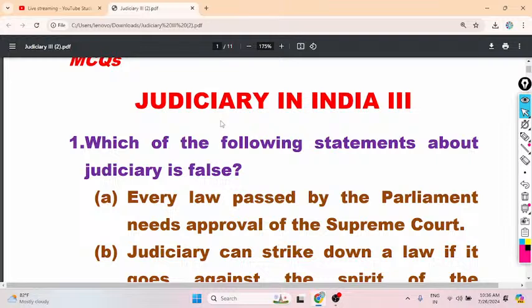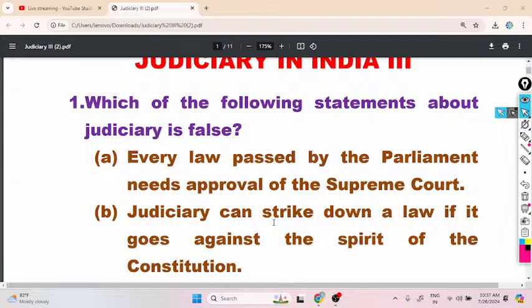Question number 1. Which of the following statements about judiciary is false? Every law passed by Parliament needs approval of the Supreme Court. Do you think so? No, because there is no judicial supremacy. Such a thing does not happen in separation of power. Democracy is based upon separation of power, so Parliament is independent. Every law does not need the approval. No law needs the approval of the Supreme Court.